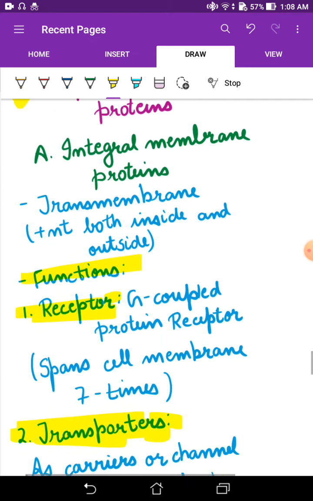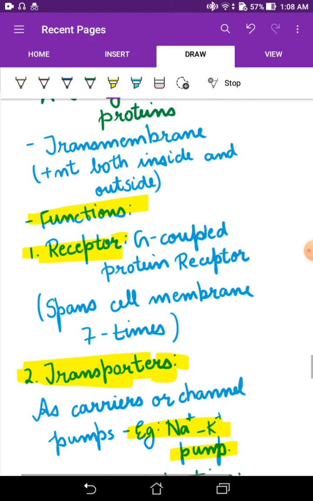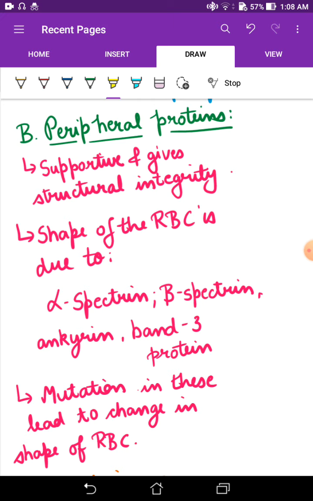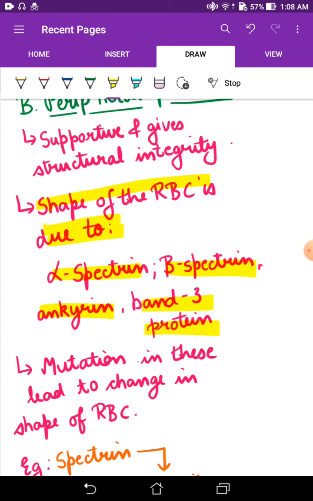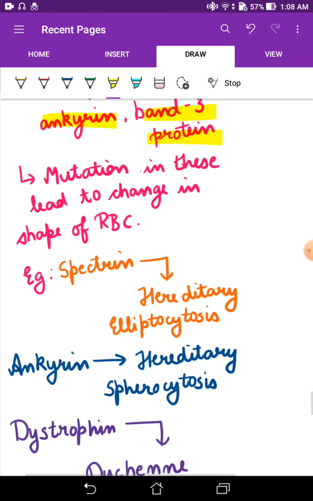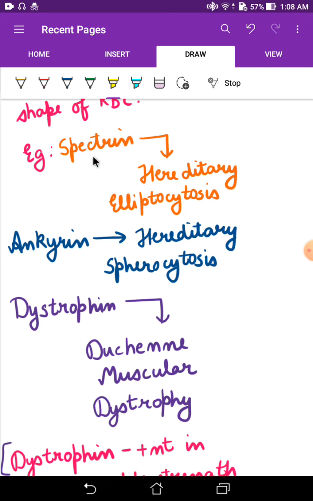This was the first protein that we discussed, the integral membrane protein. The second one is the peripheral protein. Peripheral proteins are supportive and give structural integrity to the cell. For example, the shape of the RBC is due to alpha spectrin, beta spectrin, and ankyrin band 3 protein. These all give structure to the RBC. Now, a mutation in any of these proteins can lead to a change in the shape of the cell and thus a disorder.